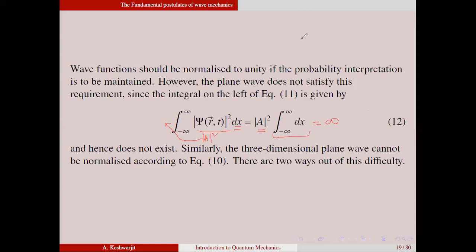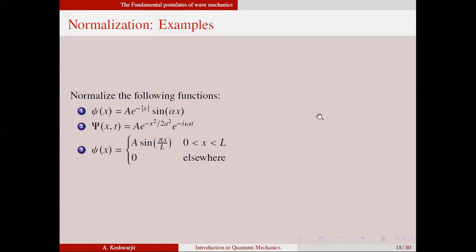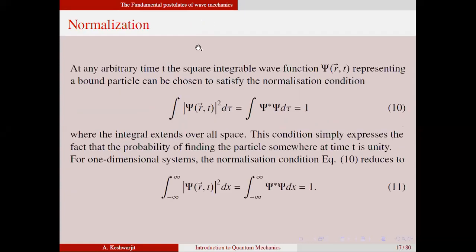Yesterday, if you remember, I mentioned one thing. It was that square integrable. We talk about square integrable wave functions. And when we say square integrable, what does it mean? It means that this integration, modulus psi square d tau in three dimensions and modulus psi square dx in one dimension, should be a finite number. So square integrable wave functions are those wave functions for which this integration is a finite number.